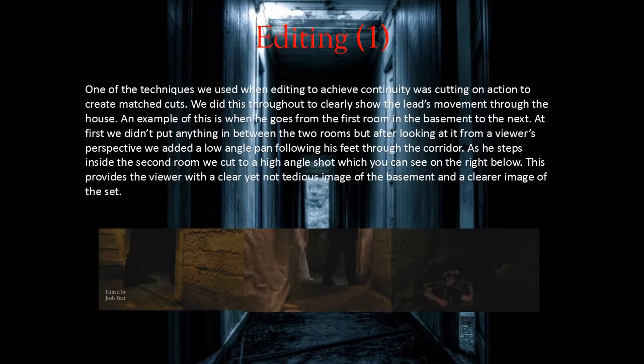One of the techniques we used when editing to achieve continuity was cutting on action to create matched cuts. We did this throughout to clearly show the lead's movement through the house. An example of this is when he goes from the first room in the basement to the next. At first we didn't have anything in between the rooms, but after looking at it from a viewer's perspective, we added a low angle pan shot following his feet through the corridor.